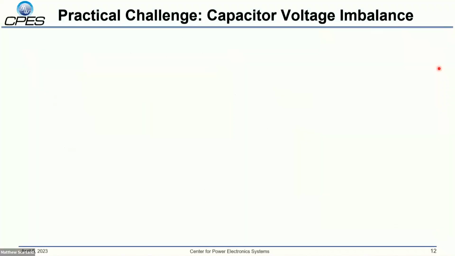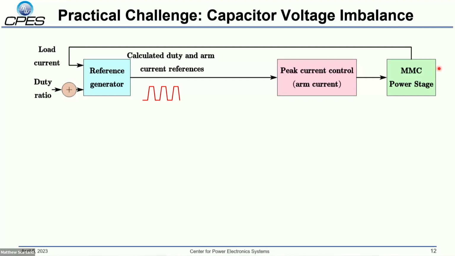Now, while this is easy to do, in practical application, we tried this. So you have this reference generation, you have duty ratio, you know your load currents. You can create a pattern and you can feed it to peak current mode control and it can feed to the MMC. Works good, right? Well, not so much, because in real life, you have errors, delays, communication, dead time, anything can go wrong.